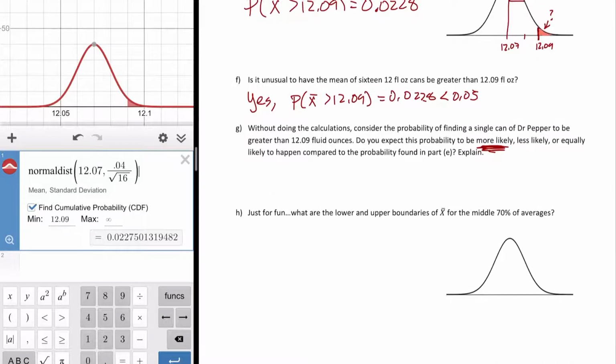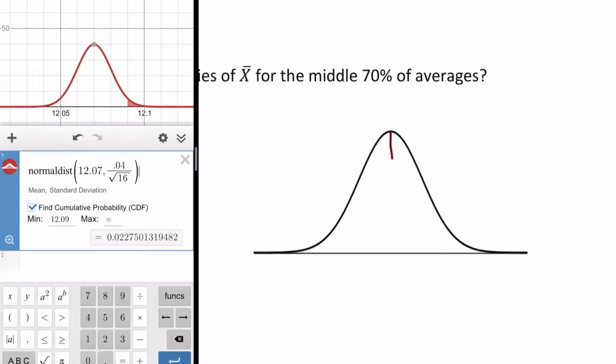All right, just for fun, what are the lower and upper boundaries for X bar, the middle 70% of averages? So let's do our middle percent dance after we get our graph drawn. 12.07. This is 0.01. 70%, now that is just above 68. So I'm pretty sure the z-scores at least would be 1.0 something, just barely above 1. So this is probably going to be about, actually I'll put question marks because I don't know, but it's probably going to be about 12.08 in a little bit, and then a little bit less than 12.06.